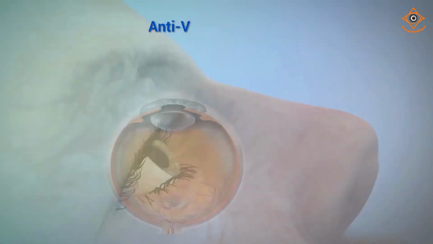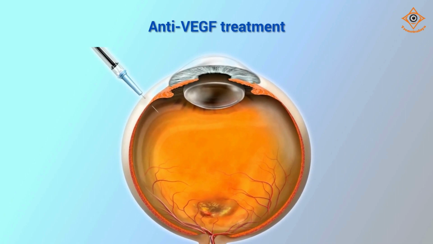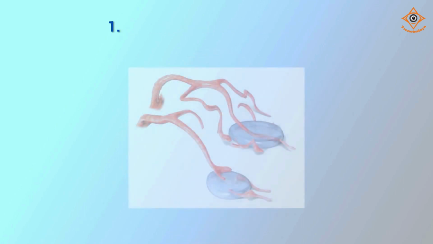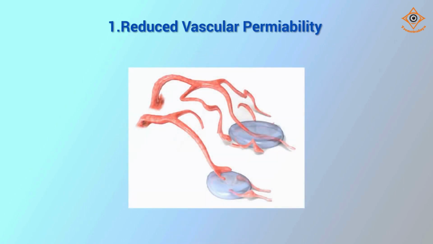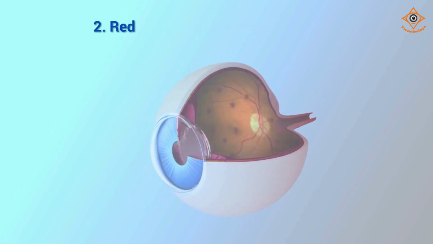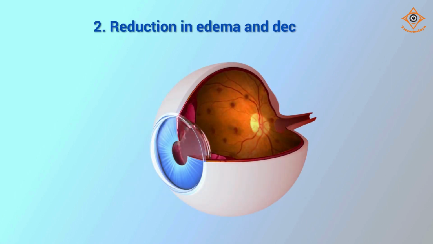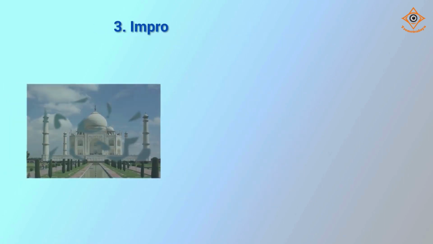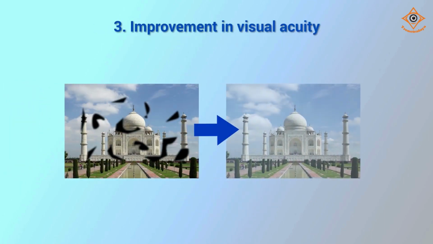Anti-VEGF treatment is received directly as an injection into the eye. There are three major responses to the anti-VEGF treatment. 1. Reduced vascular permeability, so that the vessel wall is not as penetrable and leakage of fluid is minimized or completely stopped. 2. Reduction in edema and decreased thickening of the macula and retina. 3. As a result, improvement in visual acuity.